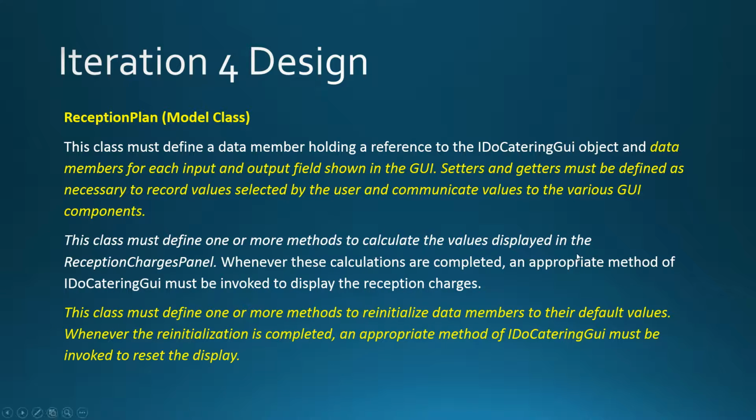With respect to our design guidelines from the assignment, we are going to add some additional data members associated with input. We're going to define the appropriate setters and getters for them. Also, down here, we already have a method called init in reception plan, and it initializes the existing data members. We're going to add some data members, so we're going to have to add some logic here that reinitializes them.